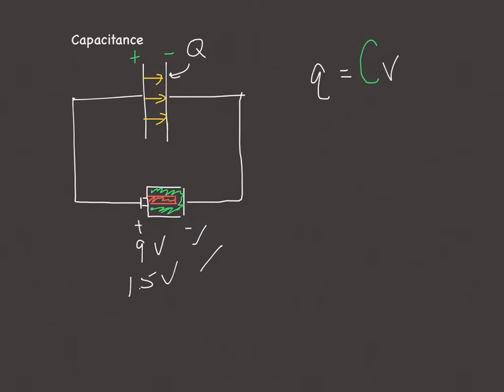Now, the capacitance doesn't depend on the charge and voltage. The charge depends on the voltage and what the capacitance is. So this is a constant. So if I have a 1 farad capacitor, that's going to be the unit for capacitance, that will always be 1. So if I put a 1.5 volt battery here, I get a charge of 1.5 coulombs. If I put a 9 volt battery here, I get a charge of 9 coulombs, all right, because that capacitor is not changing.